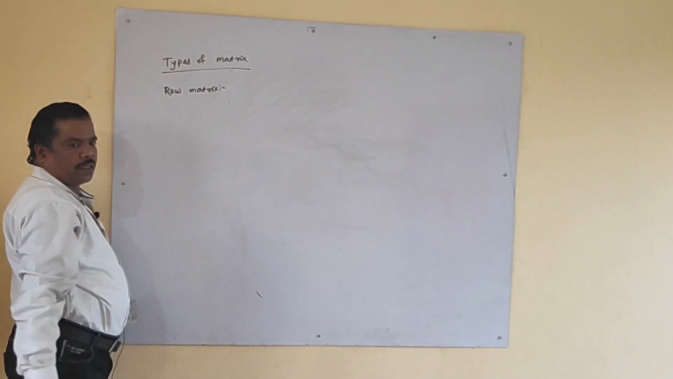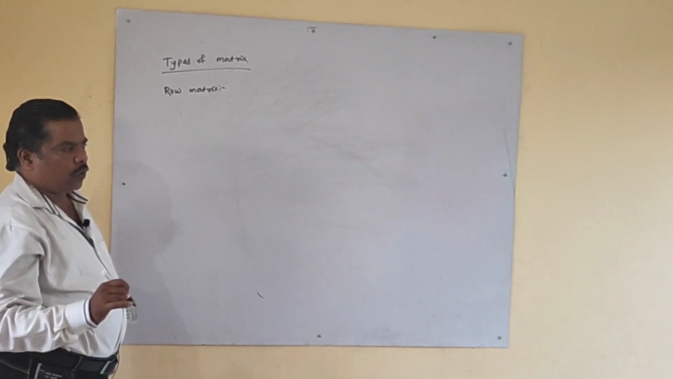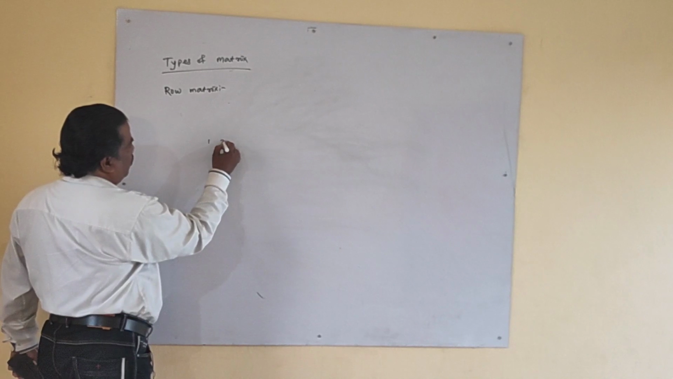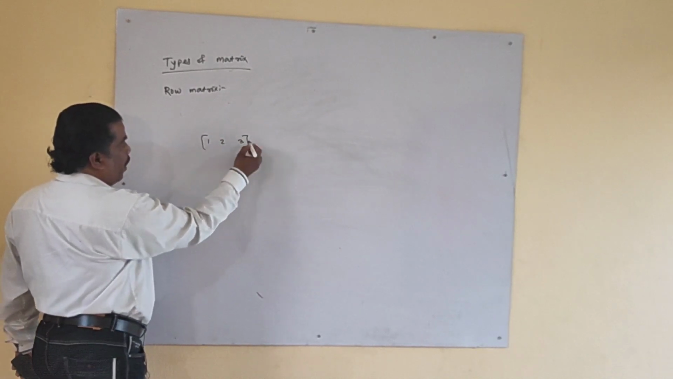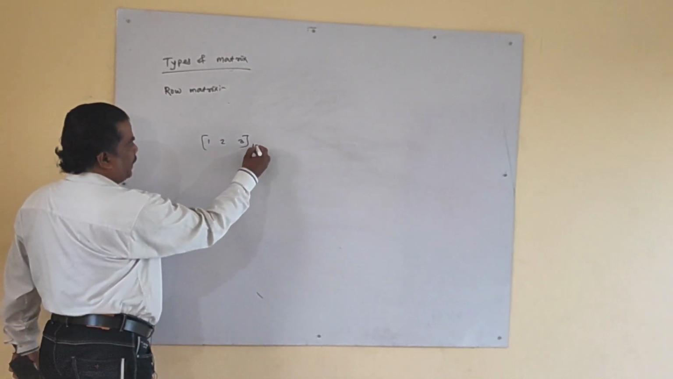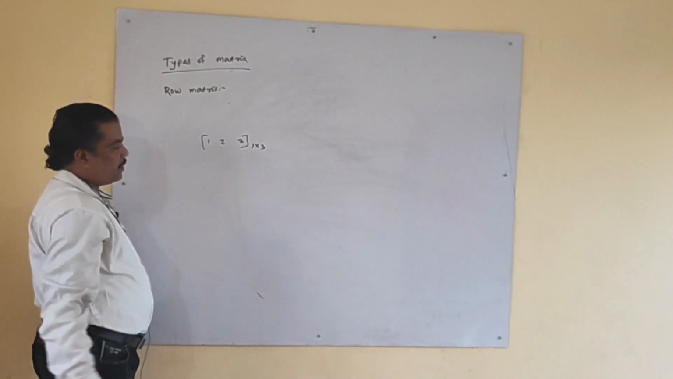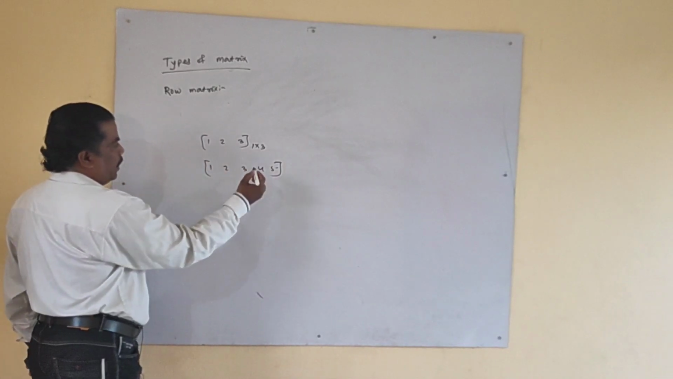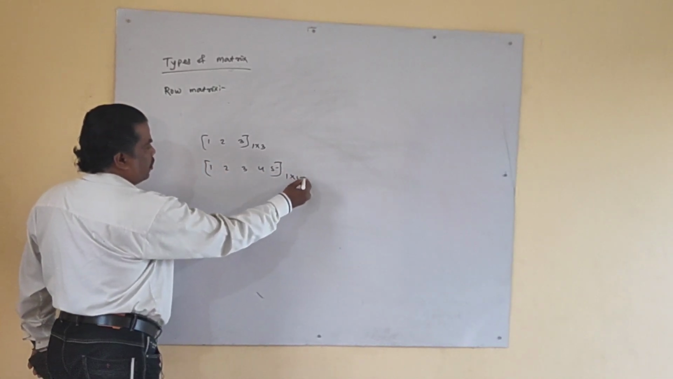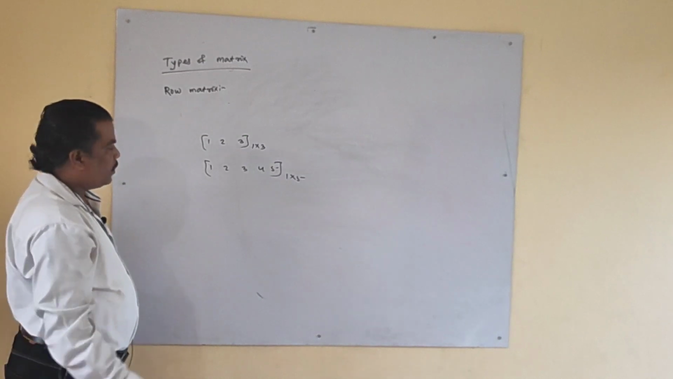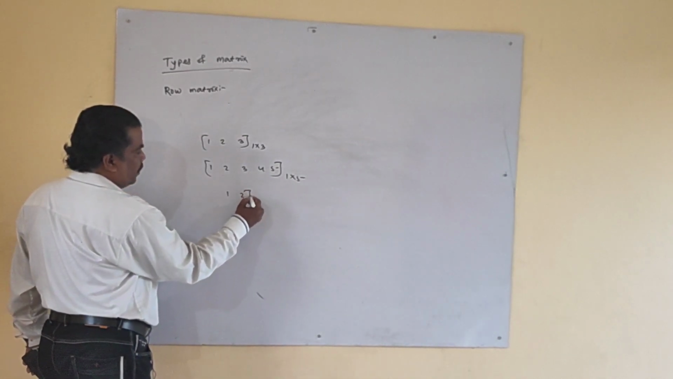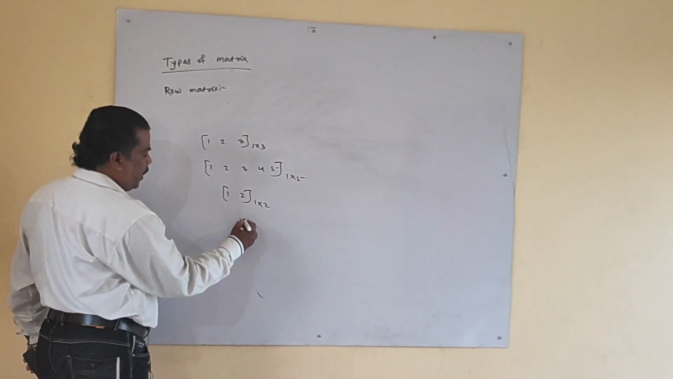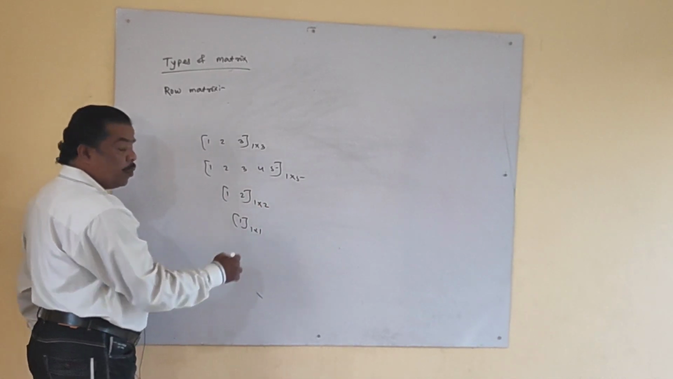If a matrix contains only one row, it is called a row matrix. As for example, 1, 2, 3 contains one row and 3 columns, so it is a row matrix. 1, 2, 3, 4, 5 is one row and 5 columns, so it is a row matrix. 1, 2 is one row and 2 columns. It is a row matrix. Only one element is also a row matrix.